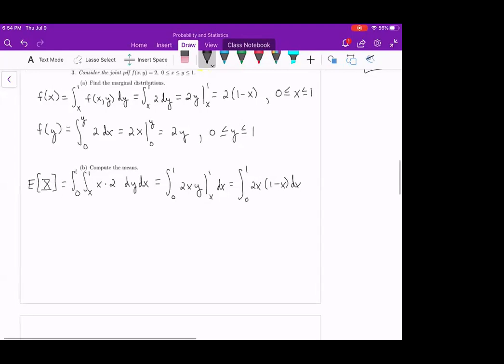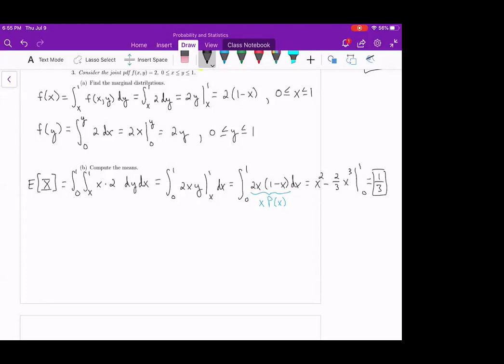So notice that, I started from scratch, but it's useful to recognize that this is x times p of x. And so when you integrate this, this is going to be x squared minus, that's going to be 2x squared, which is 2/3 x cubed. Evaluate from 0 to 1, which is going to give you 1 minus 2/3, or 1/3. So this is the mean of x.